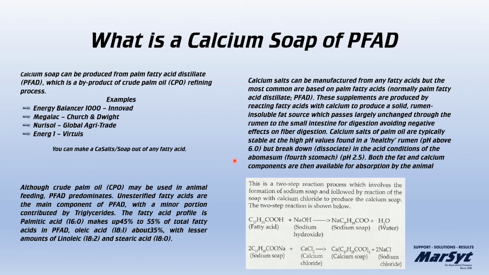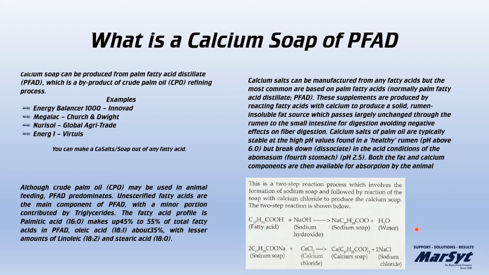A little further explanation of what a calcium soap is. Calcium soap is nothing more than soap. You can make a calcium soap or salt out of any fatty acid product, any oil. Now, one of the reasons why we use palm fatty acid distillates or PFADs is that they have a very well-known fatty acid profile. Generally about 50 to 55% is palmitic C16, and 35% is usually oleic.